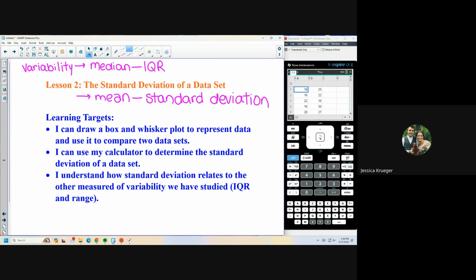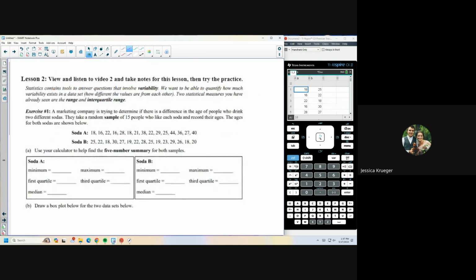Our learning targets: we're going to learn a new way to represent data, which is called a box and whisker plot. We're going to learn how to use the calculator to find the standard deviation of a data set. And I want you to understand how standard deviation relates to other measures of variability that we have studied. So let's start to take a look at this.